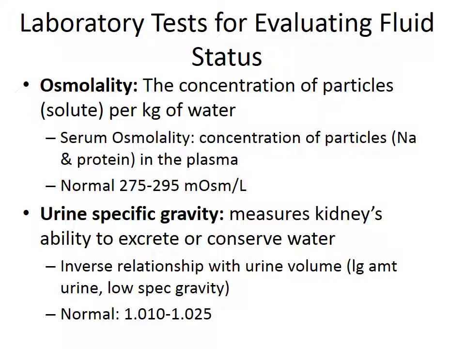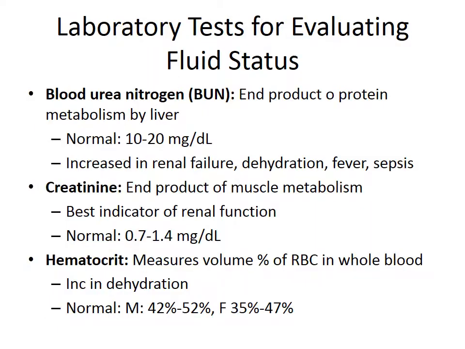high, they're dry. Urine-specific gravity measures the kidney's ability to excrete or conserve water, and it's an inverse relationship with the urine volume. In other words, if you have a large amount of urine, you're going to have a low specific gravity, and if you have a low amount of urine, you're going to have a high specific gravity. Normal specific gravity of the urine is 1.010 to 1.025, and the urine specific gravity is almost always measured when a patient has a urinalysis.